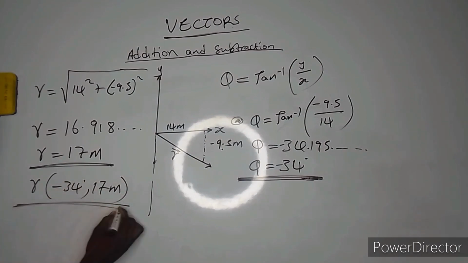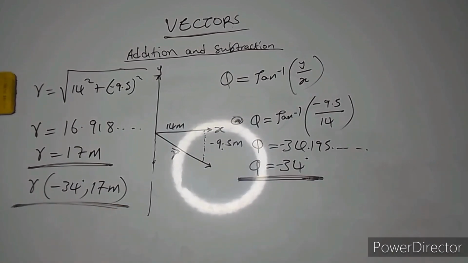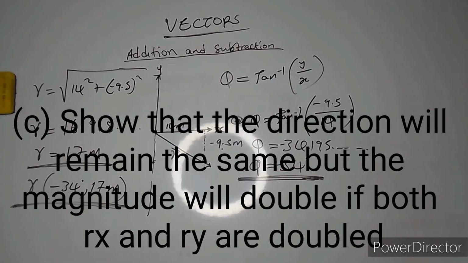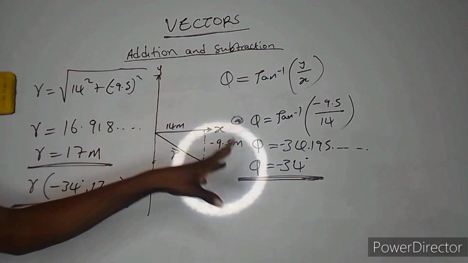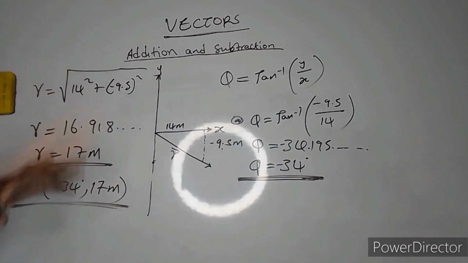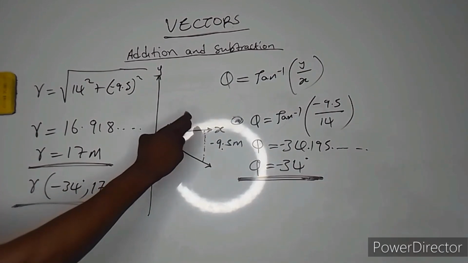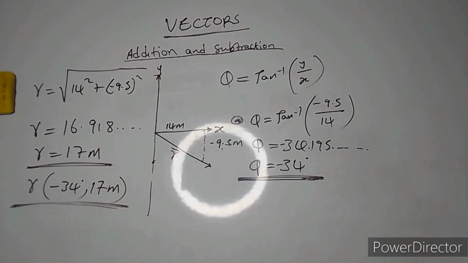This is the first two questions. Now, the third question is saying, show that the direction will remain the same, but the magnitude will double if both Rx and Ry are doubled. So we want to show that the direction, which is the theta, will remain the same even if we double the x component and the y component, which is the same as the magnitude.